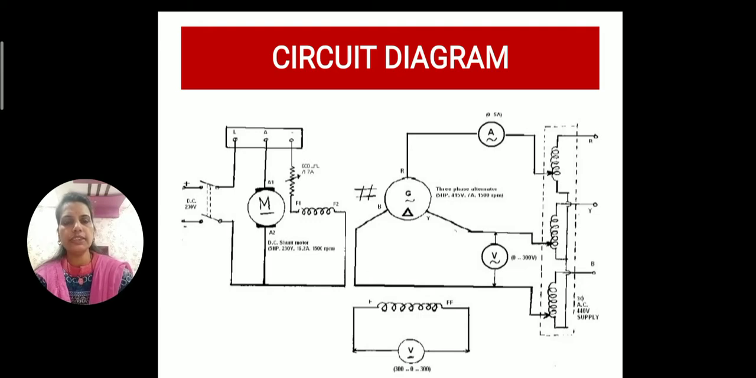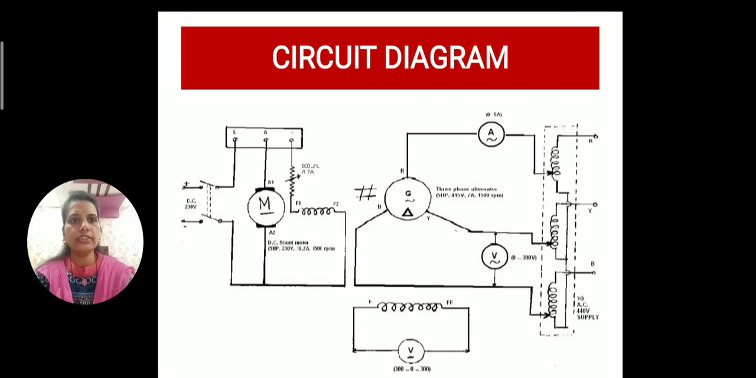After that, see the circuit diagram. There is a DC shunt motor, and after that there is a three-phase synchronous generator. If you see that diagram, the DC shunt motor is coupled with the three-phase synchronous generator, right?